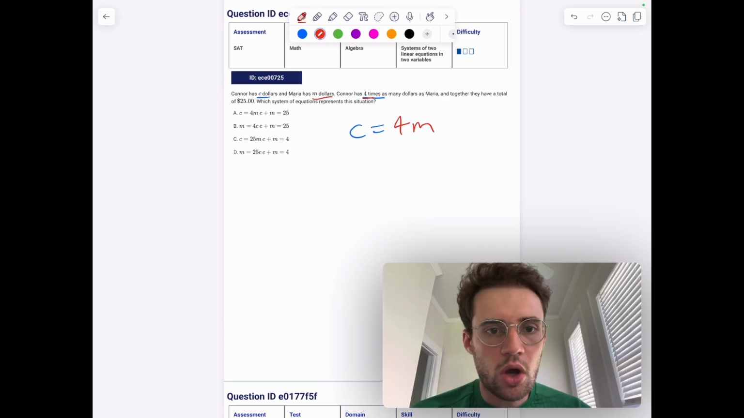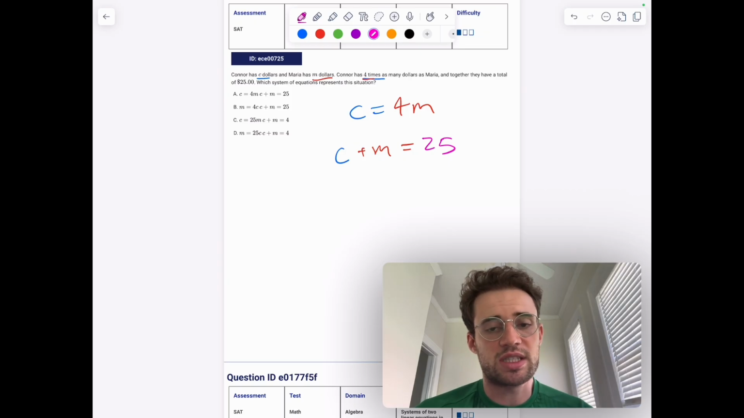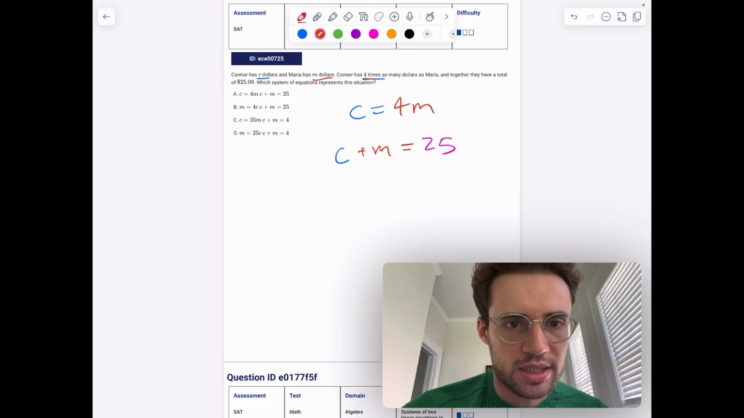And together they have a total of $25. So when you add up Connor's money and Maria's money, they have $25. Which system of equations represents this situation? So it should be something like this. You could change the order, right? You could do 4M equals C or 25 equals C plus M or something like that. But let's see if we have something equivalent. So C equals 4M and then C plus M equals 25.